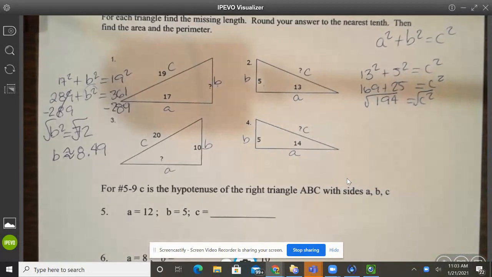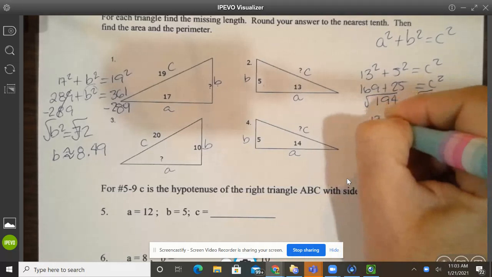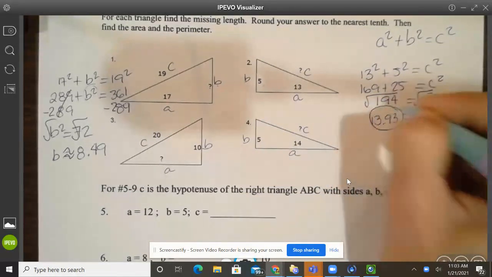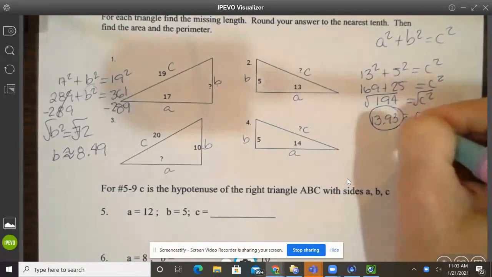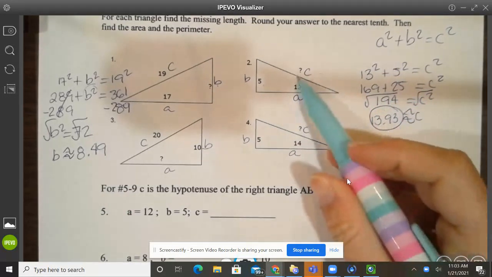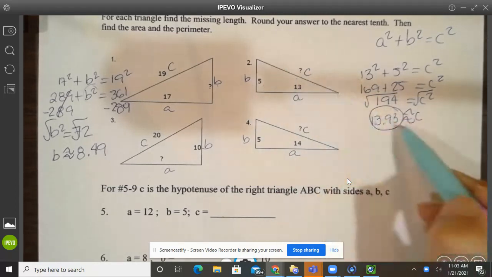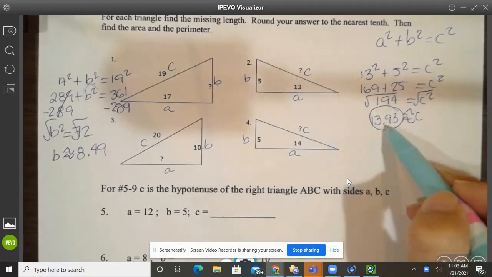The square root of 194 is 13.93. So C equals 13.93. So notice, and it's approximate, right? So that's the symbol for approximate. Notice that my C, because I have B and A, my longest side has to be bigger. So in this case, it makes sense.